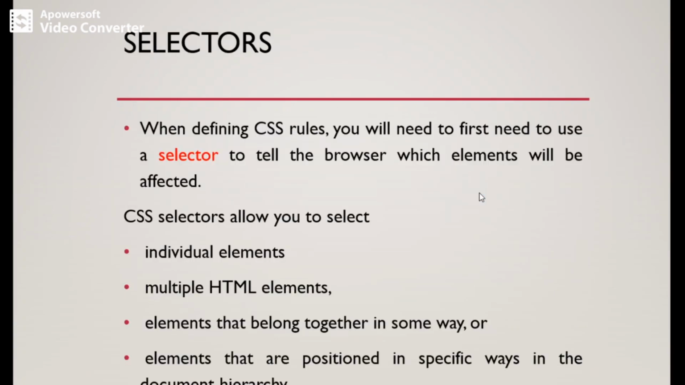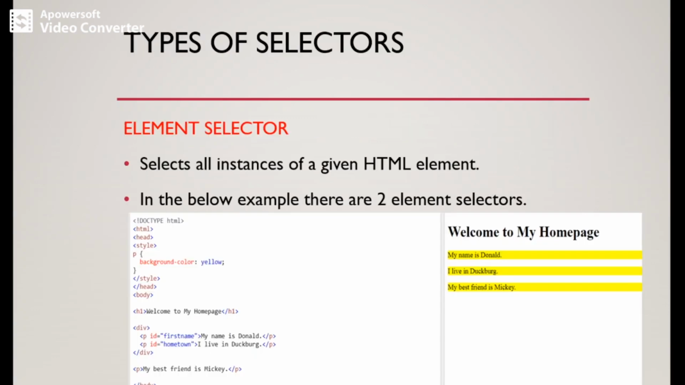Next, selector. Already we have discussed, selector is actually an HTML element to which you are going to apply the styling. CSS selectors allow you to select either an individual element or multiple HTML elements, or elements that belong together in some way, or elements that are positioned in specific ways in the document hierarchy. We'll see the different types of selectors.